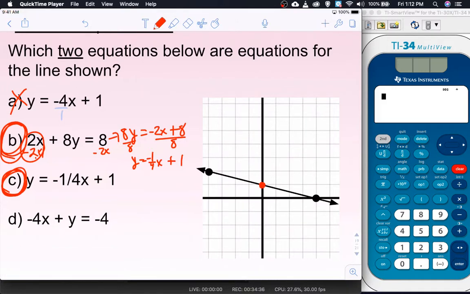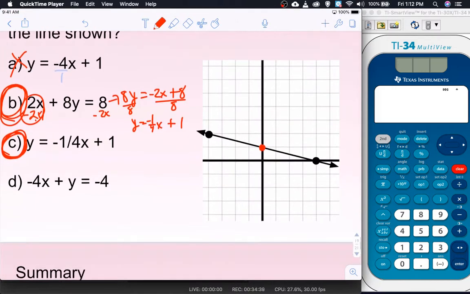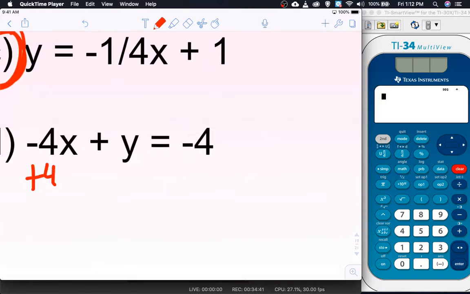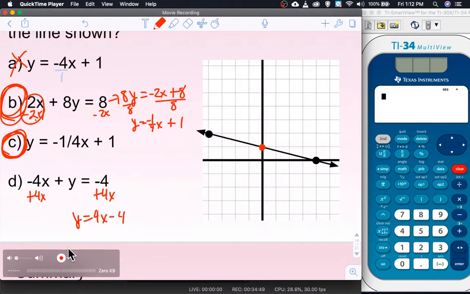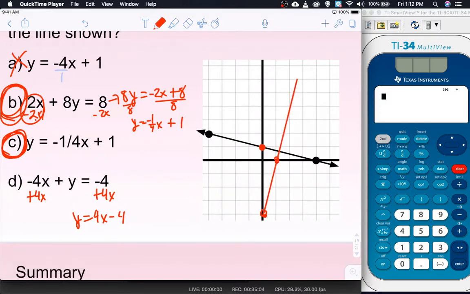Now, for completeness' sake, I'm going to solve letter D. If you add 4x to both sides, you get y equals 4x minus 4. That one is very, very wrong. The y-intercept is negative 4, which would be down here. And the slope is a positive 4, which means I'd go up 4, 1, 2, 3, 4, over 1. This line for letter D would look like this, which is not at all what we want. So it is not letter D. It is definitely letters B and C.